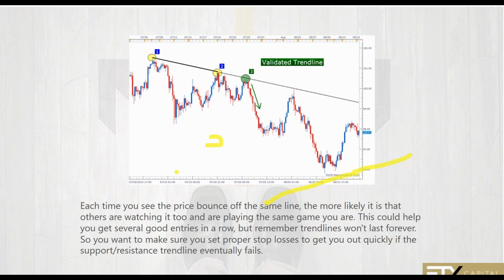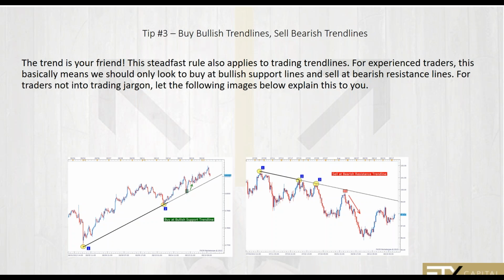Now, each time you see the price bounce off the same trend line, the more likely that others are watching it too and playing the same game you are. This could help you get several good entries in a row, but remember, trend lines won't last forever. So you want to make sure that you set proper stops to get out quickly if the support and resistance trend lines eventually fail. So tip number 3 is remember, the trend is your friend.